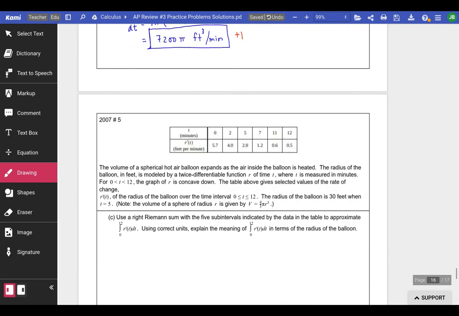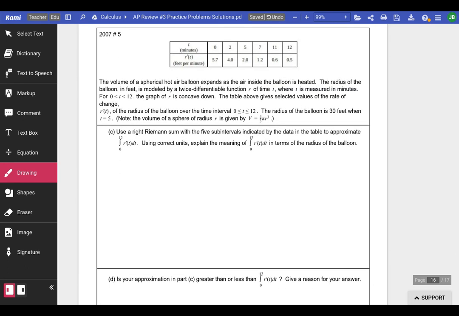All right, part C now says use a right Riemann sum with the 5 subintervals indicated by the data in the table to approximate this integral. So let's go ahead and set that up. I have 5 subintervals: from 0 to 2, 2 to 5, 5 to 7, 7 to 11, and 11 to 12.